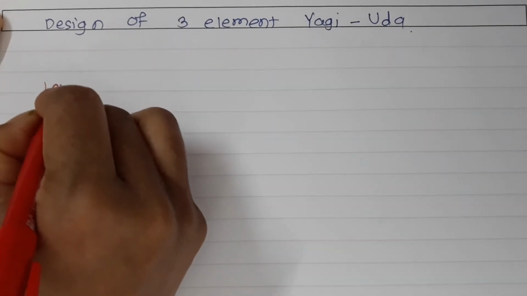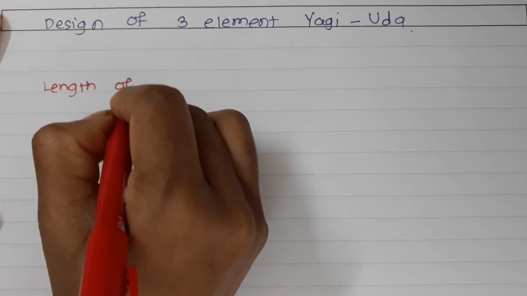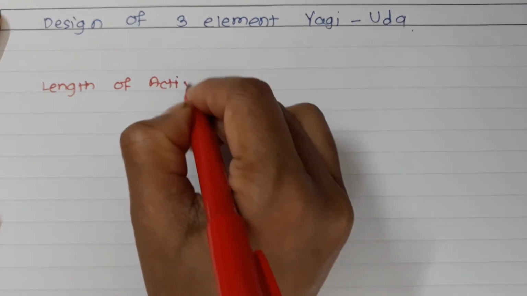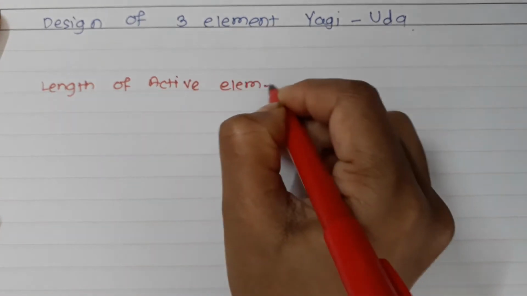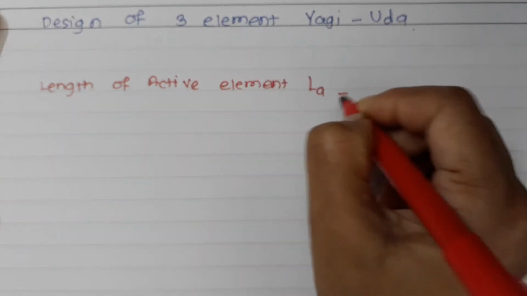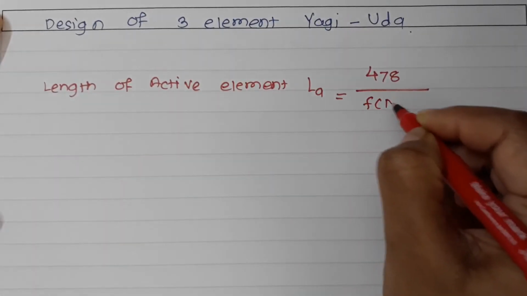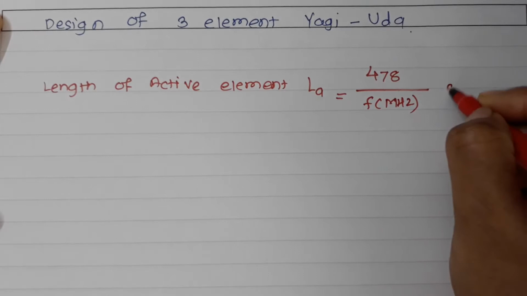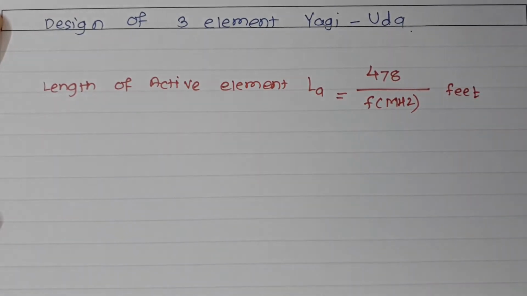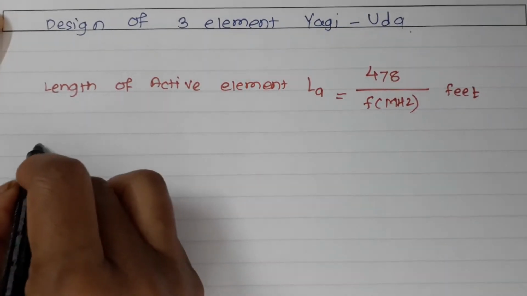So the length of the active element, which is our driven element, LA, is equal to 478 divided by the frequency in megahertz, in feet. The next one is the length of the reflector.